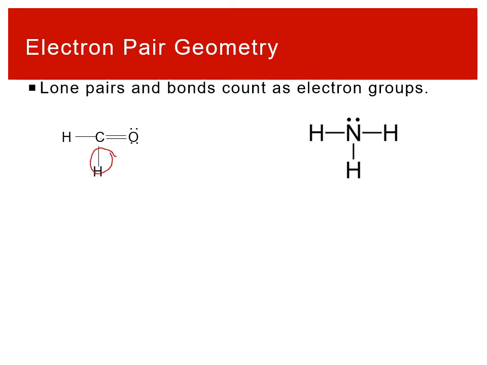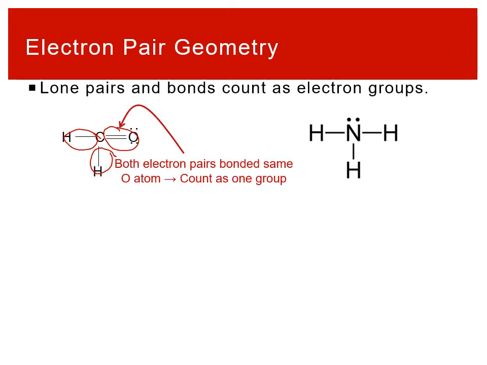So I know I have, say, a bond here, a bond here, and then my third bond is a double bond. This can sometimes be confusing because it's called electron pair geometry, but this double bond still just counts as one group. Both of those electron pairs are bonded to the same oxygen atom, so they have to point in the same direction, right? They have to point towards that oxygen atom. And so we just count both of those electron pairs as one group. So a double bond, single bond, triple bond, doesn't matter.